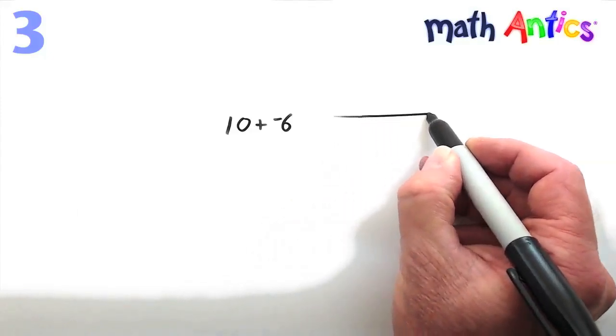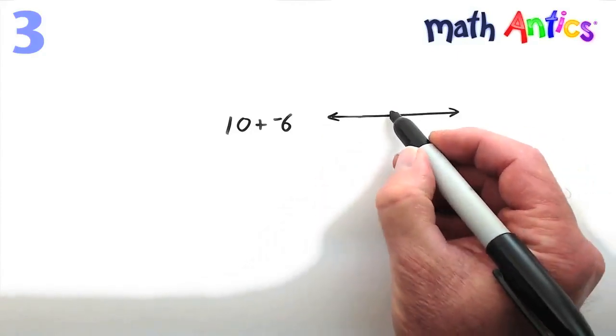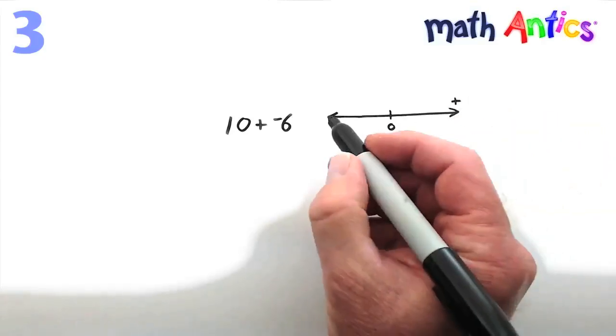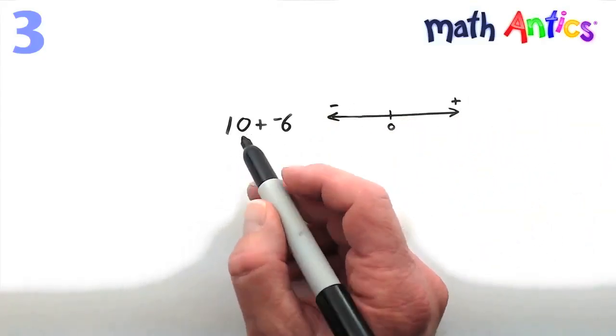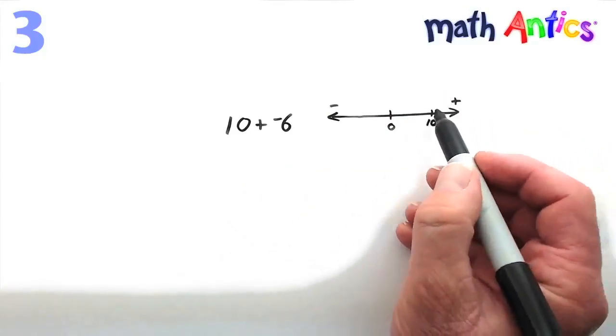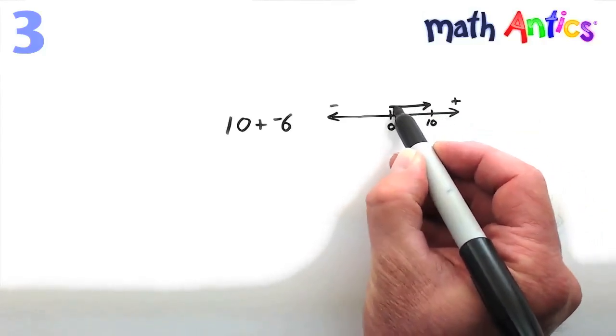Using a basic number line is a really good way to get a feel for what's happening in a problem like this. So draw a basic number line. We have 0 in the middle, and this is the positive side, and this is the negative side. So we're starting off with positive 10, which we'll say is about here on the positive side. So we'll draw an arrow that'll represent what we're starting with, positive 10.